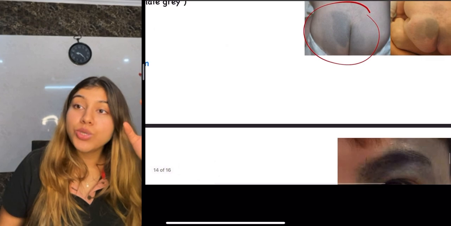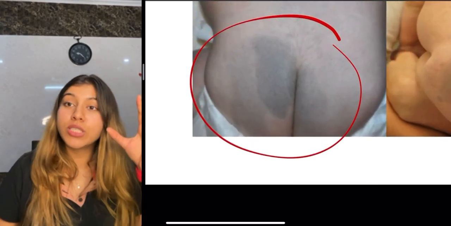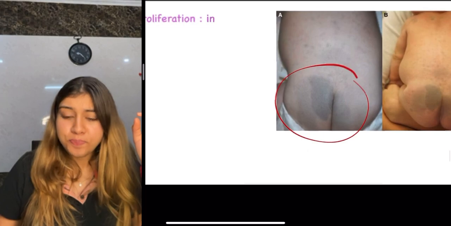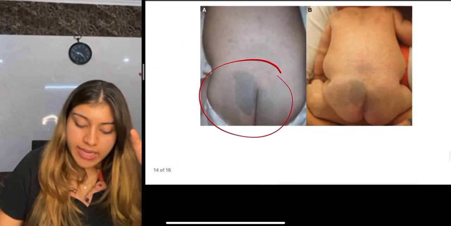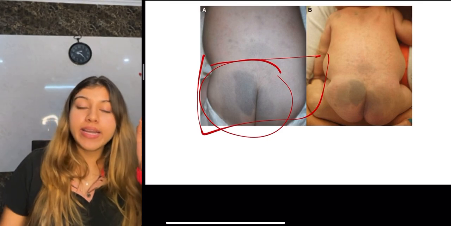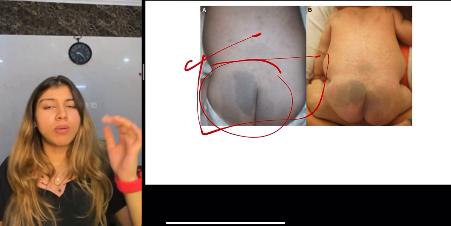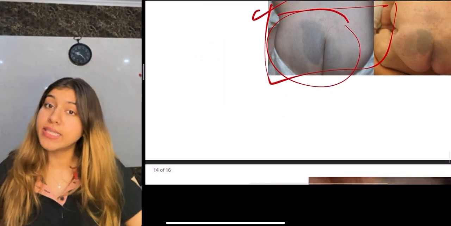The lesion, as you can very clearly see over here, guys, is a bluish lesion. And where is the site, guys? Again, let us look at the image. This site is present at the lower back. A bluish lesion in an infant, and this is normal. You don't have to worry about it. There's nothing that you need to do about it as well. It is present in an infant.